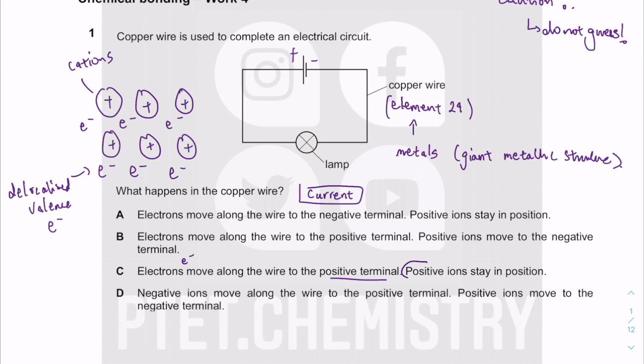But the positive ions do not move. They stay in position, means they do not move, and that's correct. Positive ions move is incorrect. Positive ions stay in position because current is a flow of electrons, not the ions. And electrons are negatively charged, they will move towards the positive terminal, not the negative terminal.